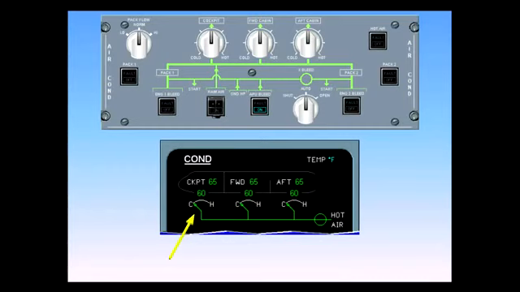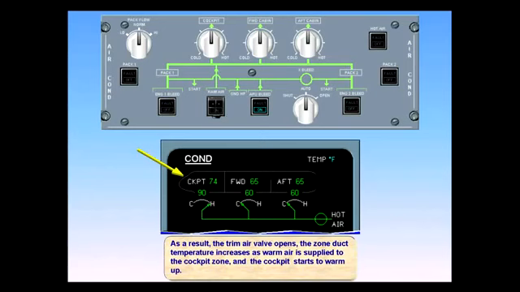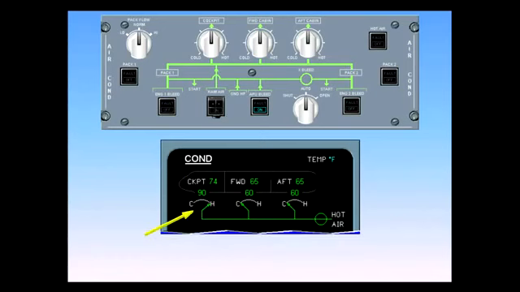As a result, the trim air valve opens. The zone duct temperature increases as warm air is supplied to the cockpit zone, and the cockpit starts to warm up. When the cockpit reaches the requested temperature, the trim air valve will move toward closed, reducing the amount of hot air. It will then move as required to maintain the zone temperature.